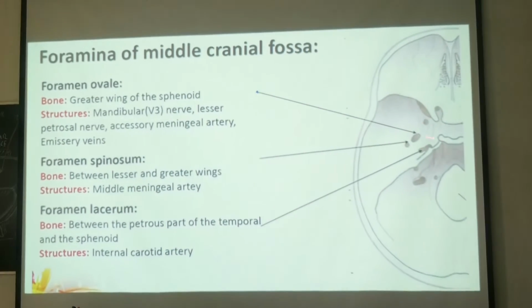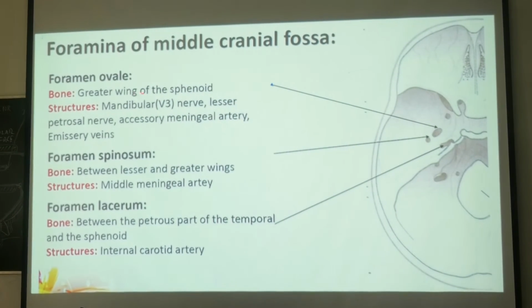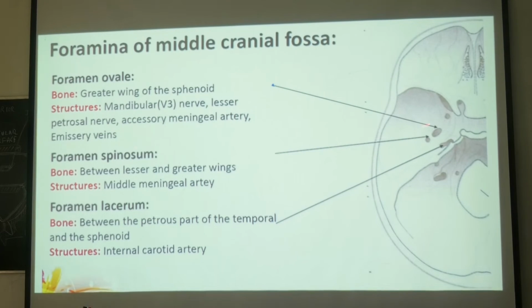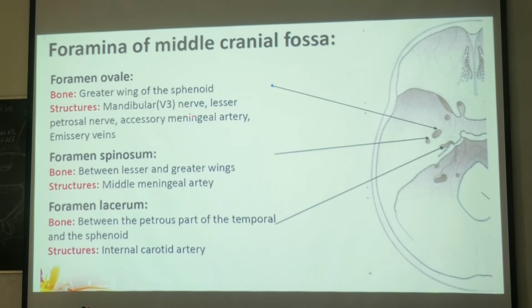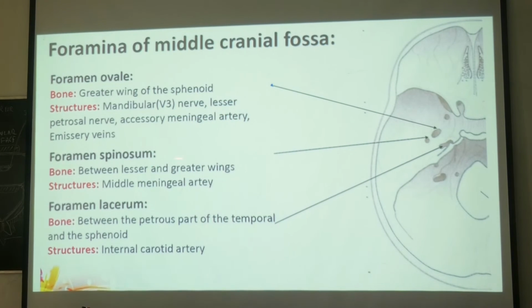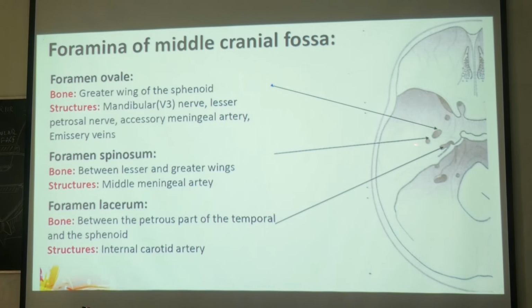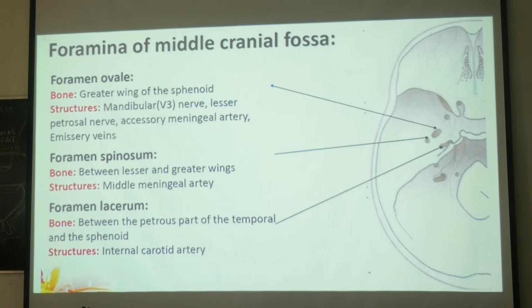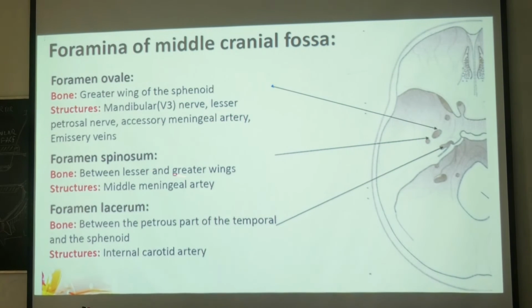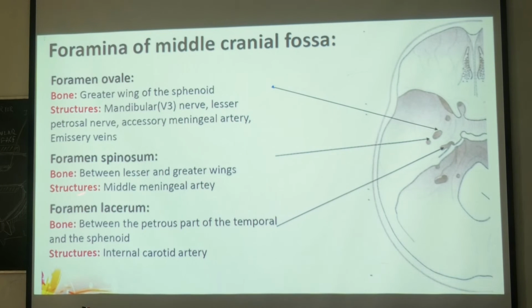Next. This one was the foramen rotundum. Here is the foramen ovale, oval-shaped foramen. It lies in the greater wing of the sphenoid, and the structures passing through it are the MALE structures: mandibular nerve, accessory meningeal artery, lesser petrosal nerve and emissary veins. Then posterior to it is the foramen spinosum. It lies in the greater wing. The structure passing through the foramen spinosum is the middle meningeal artery.